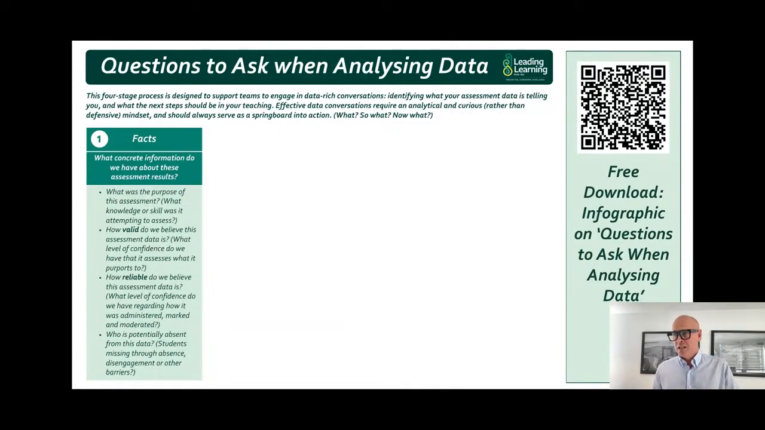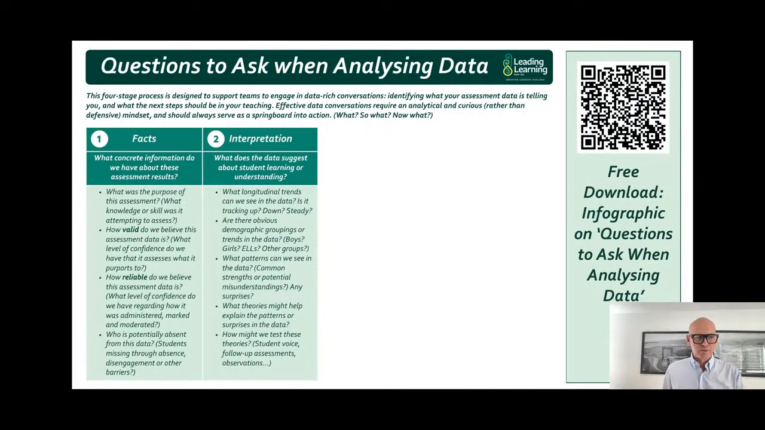Starts with facts, like what concrete information do we have about these assessment results? What's it designed to measure? How valid is it? How reliable is it? Like if we did it on Friday afternoon, it's probably going to be less reliable than if we did it on Monday morning. And also, in terms of selection bias, who's absent, who's missing from this? First of all, just describe it, then move into interpretation. We often tend to move quickly into interpretation, but work on the facts first, and then what does it suggest to us?